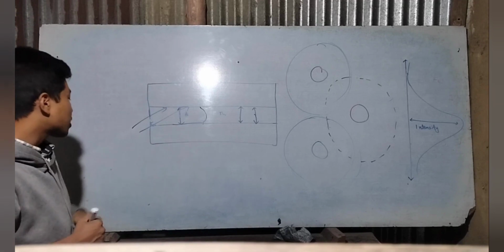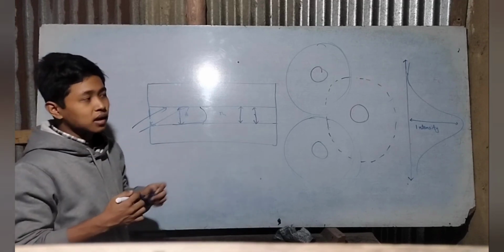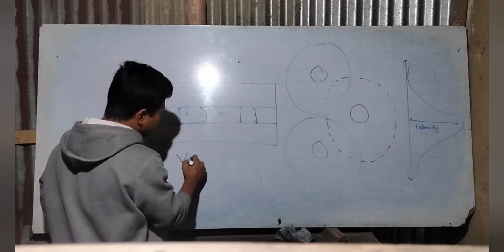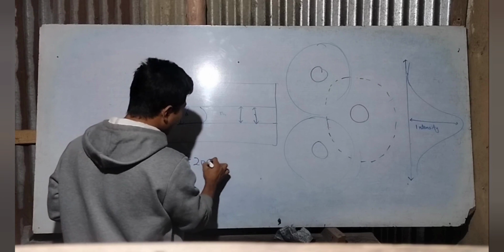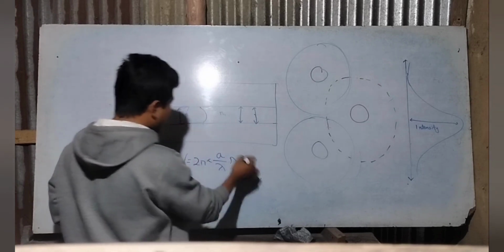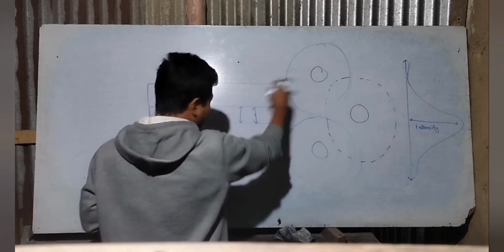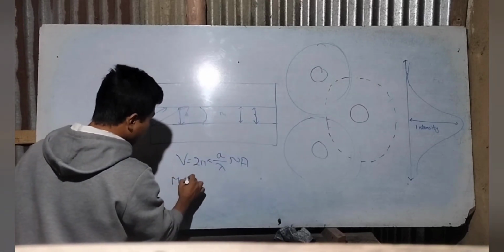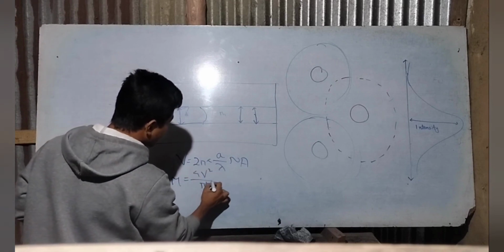In this concept, we also have one more concept, that is the V number. V number is just another parameter that is used to identify the number of modes. So V is equal to 2 pi times radius by lambda, and then we have the numerical aperture. So this is the formula for the V number, and then we find out the number of modes, that is the number of speckle patterns, M equal to 4V square by pi square plus 2.